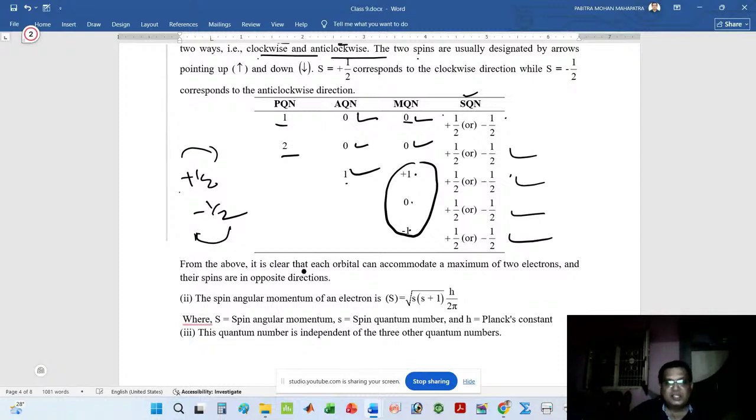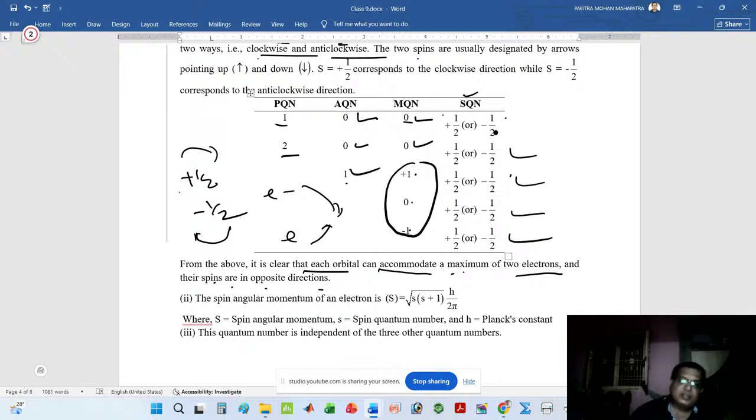So from the above, it is clear that each orbital can accommodate a maximum of 2 electrons and their spins must be in opposite directions. Suppose the first electron travels in the clockwise direction, the second electron must travel in the anti-clockwise direction. Clear? This is the data. From this table, it is clearly confirmed that each orbital has two electrons, and the two electrons must have two different spin quantum numbers. One is plus half, another is minus half.